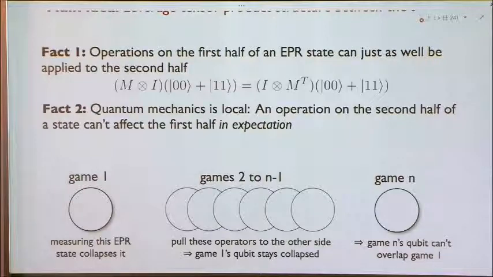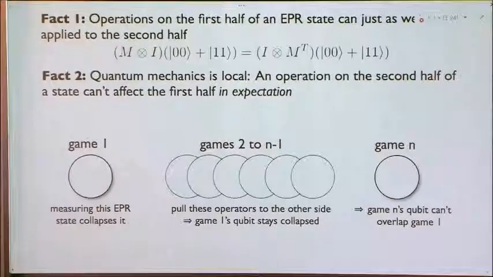And the second fact is that quantum mechanics is local, which means that anything that Bob does can't affect what Alice sees, which seems to contradict this first fact, but it's true in expectation. So in other words, anything that Bob does and then you average over his outcomes can't affect what Alice sees, because she just sees her density matrix, the same density matrix, independent of what Bob does.